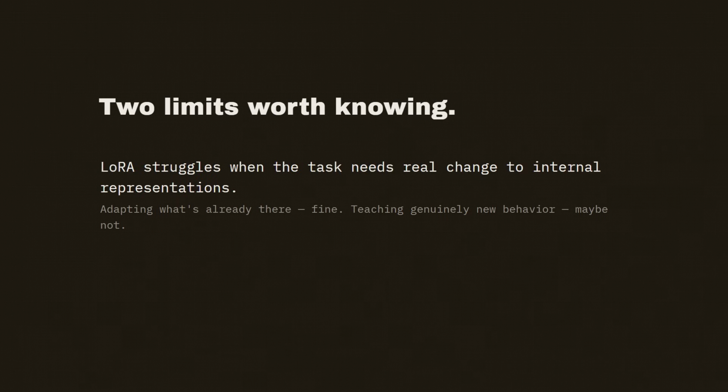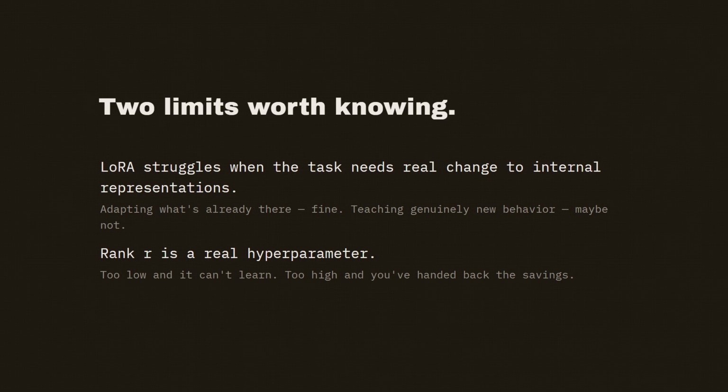Now the honest part. 2 limits worth knowing before you commit. LoRA struggles on tasks that need substantial changes to the model's internal representations. If you're teaching genuinely new behavior rather than adapting behavior that's already in there, low-rank updates may not have the capacity for it. And rank R is a real hyperparameter, too. Too low and it can't learn, too high and you've handed back your savings.